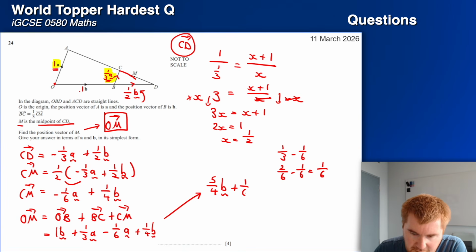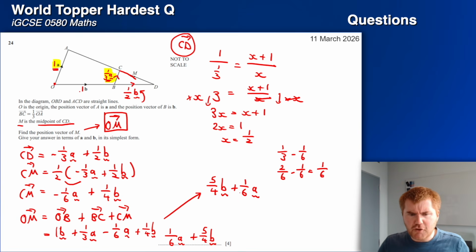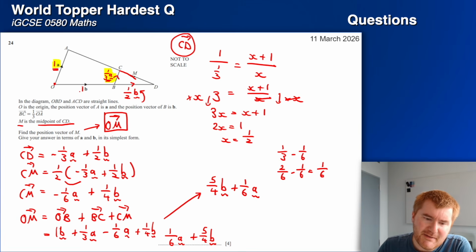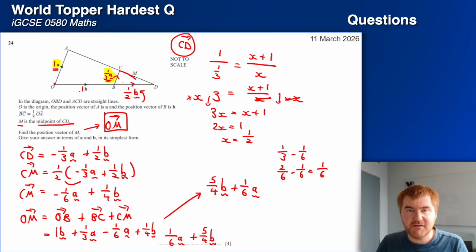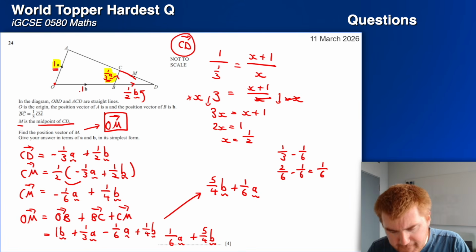So we have 1/6 A. Generally with vectors, we put them in order. So we're going to put the 1/6 A first, and then 5/4 B last. We always do a sort of common sense check as well. So think about how far we're going along here. Yeah, it needs to be a little bit more than 1 for B. So 5/4 fits. And then 1/6, yeah, we're not going too far upwards in this direction. So 1/6 makes a lot of sense as well. There's no negatives because we're not going backwards. We're going in the same direction of A and the same direction of B.